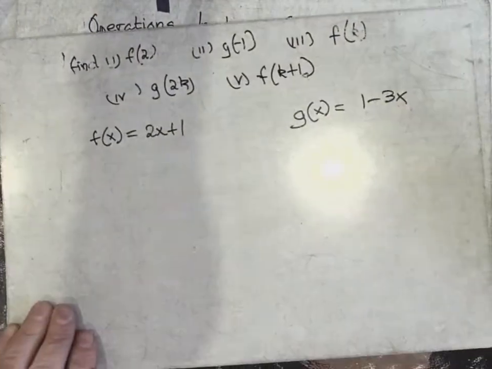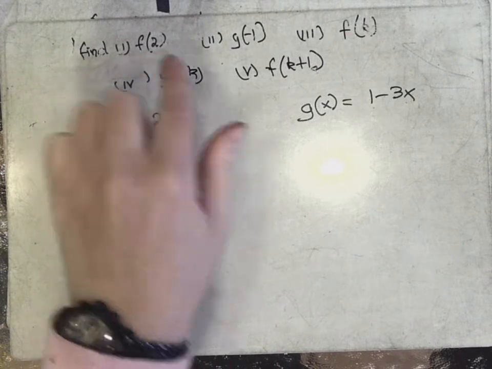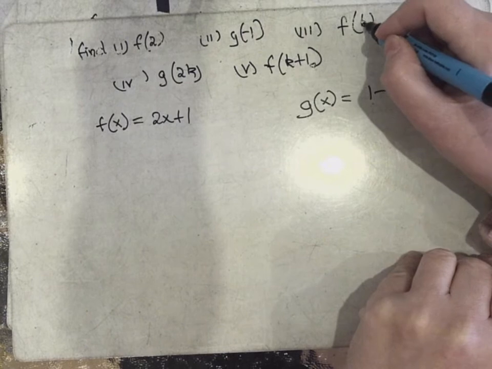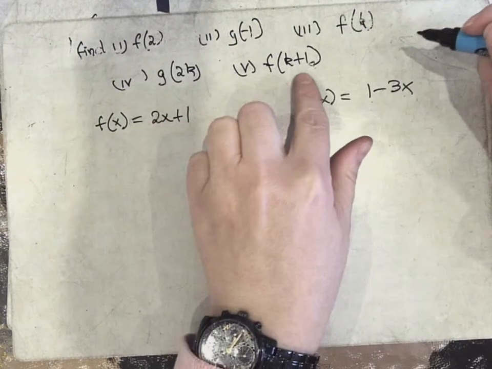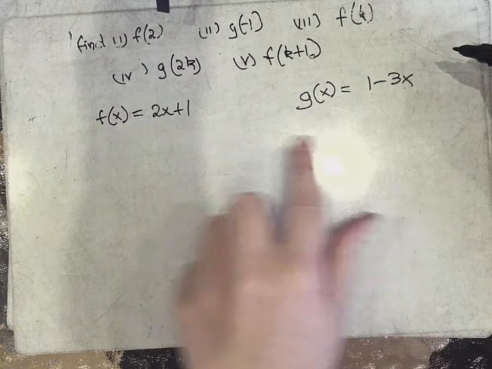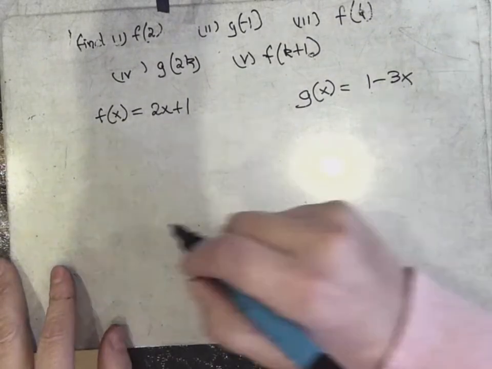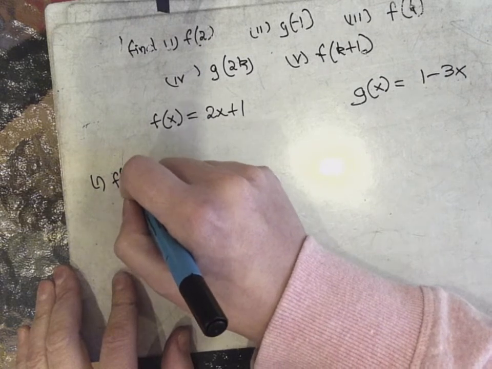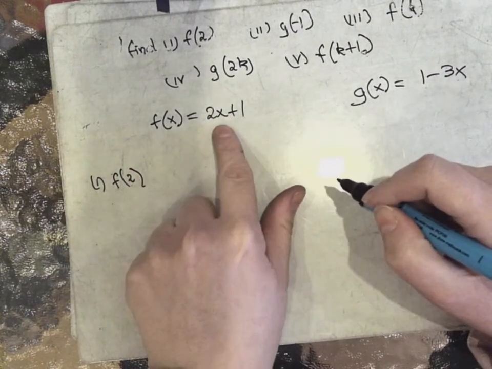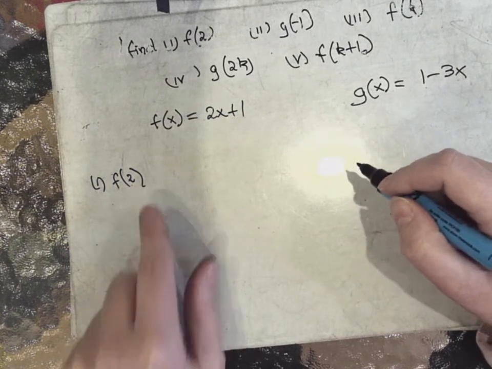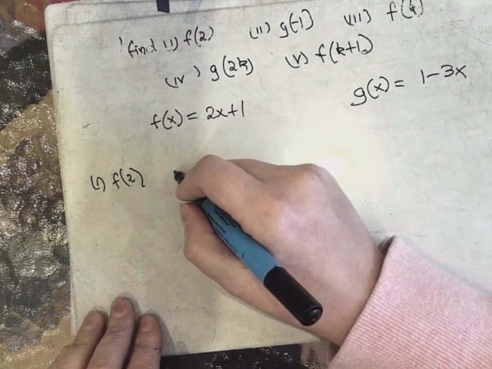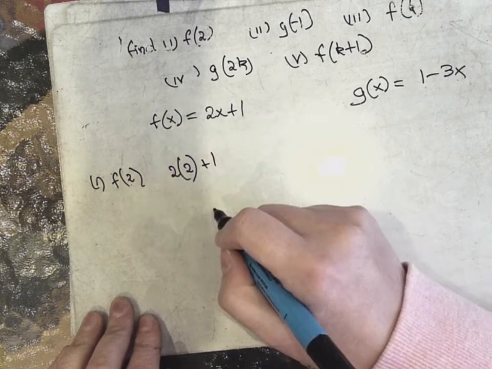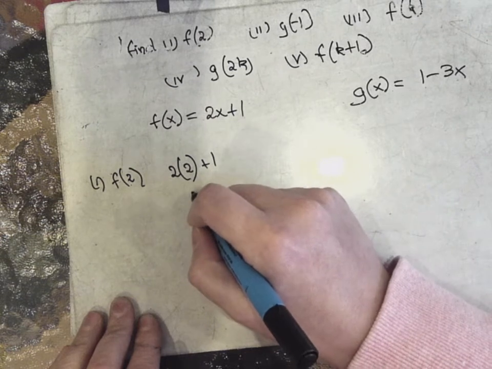Right? And they ask me to find f of 2, g of minus 1, f of k, g of 2k and f of k plus 1. Now I just rewrote them here again because they're on the other slide. So part 1 is find f of 2. So f of 2 means into f, which is this rule here, everywhere I see an x, put in a 2. So instead of the x, we put in a 2. So it's 2 times 2 plus 1, 2 times 2 plus 1 into the calculator. With that, your answer is 5.